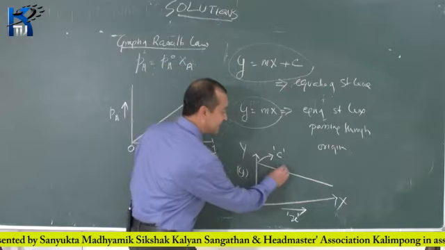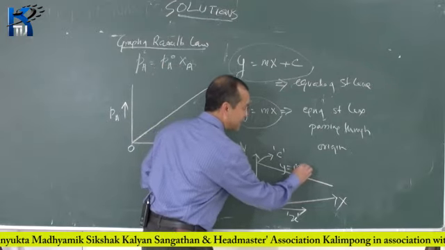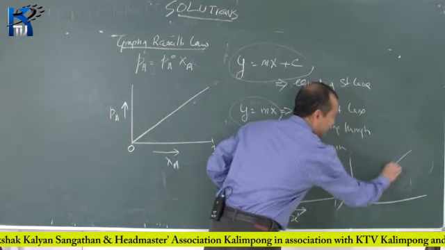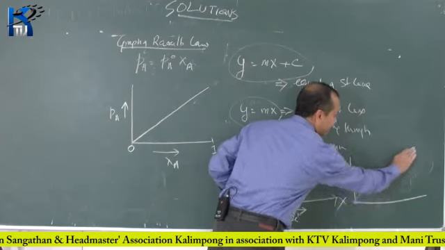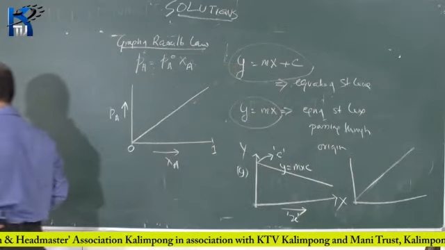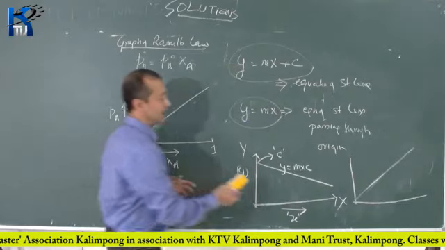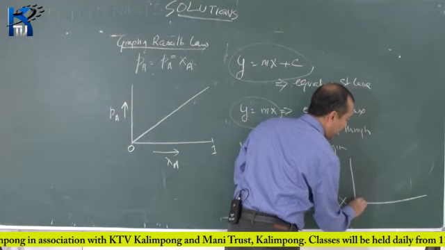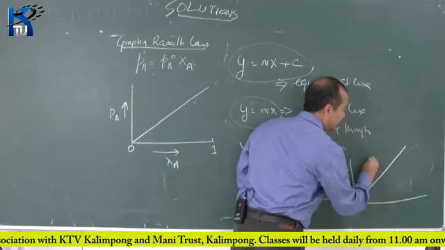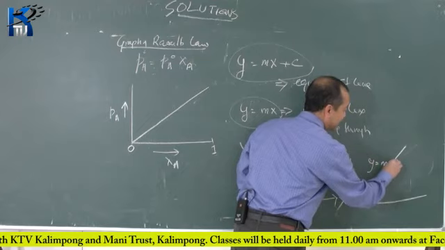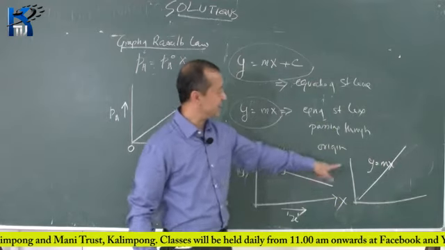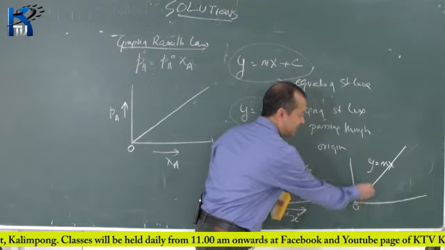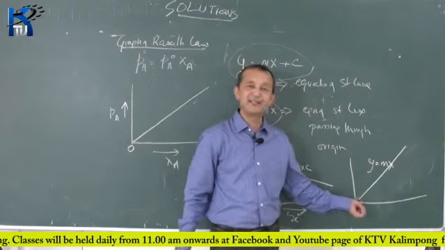So if this is the equation y is equal to mx plus c, then the equation y is equal to mx will be something like this, passing through the origin. See here, c is 0, because the line is passing through the origin.